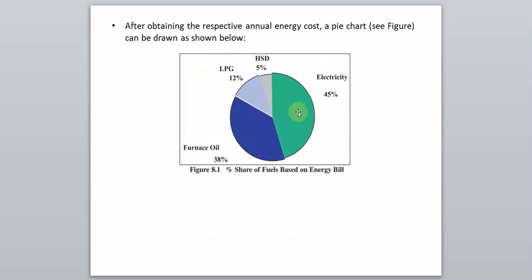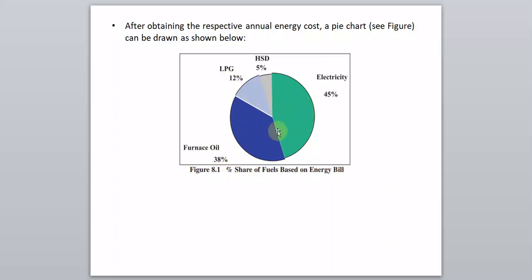So you can see here 45% of the cost has gone to the electricity bill, then 5% for high speed diesel, 12% for LPG, liquid petroleum gas, 38% for furnace oil, depending on the industry. So you can find out and plot this pie chart.